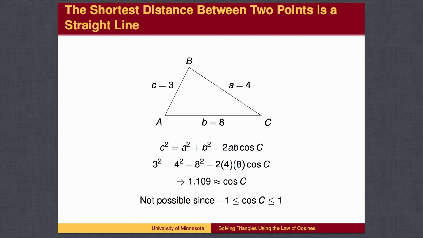Sometimes you cannot find an angle with the given cosine value. What went wrong? The distance from A to C is 8. If we take any other path from A to C that is not a straight line, it must be longer than 8. But the remaining two sides have a total length less than 8, which is too short to reach.